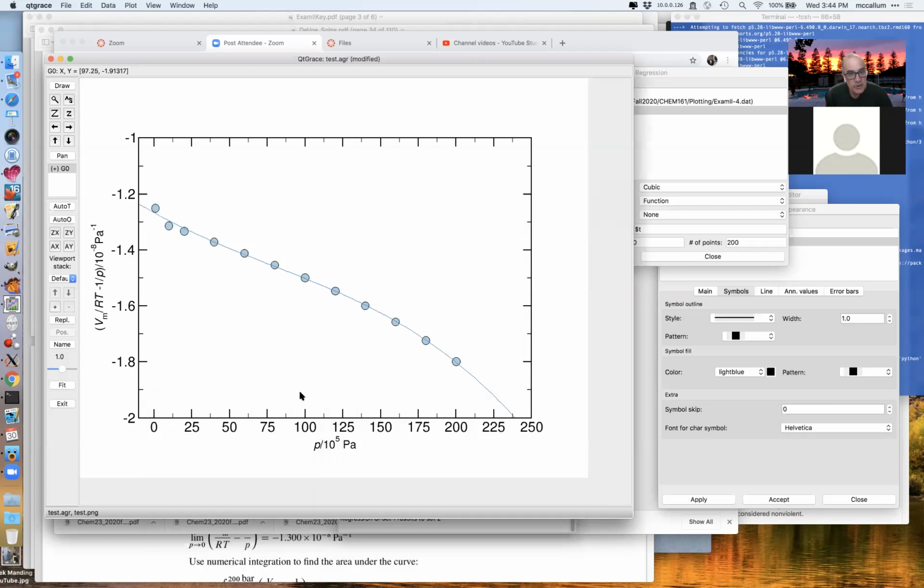If you're going to turn this in for an assignment, then what you would do is go to File. Oh, in this version of Grace, you can directly export it to a PNG. So now you have a picture. But you're done with this.